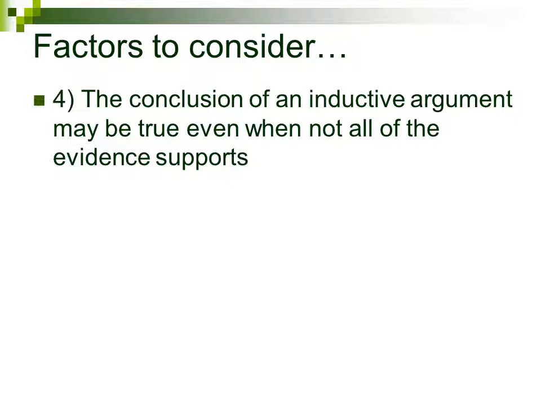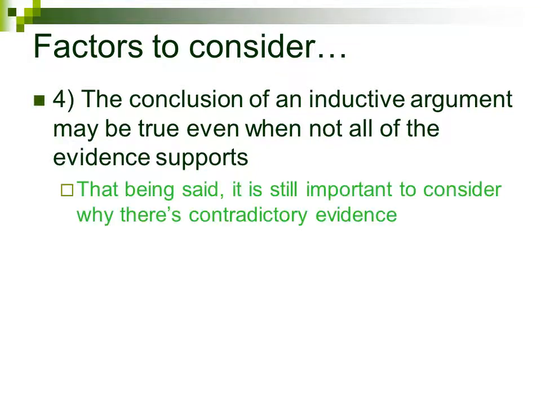The fourth factor to consider is that the conclusion of an inductive argument may be true even when not all of the evidence supports it. Think back to our example of the ability to teach critical thinking skills. Some pieces of evidence support the notion that it can be taught, while others suggested that it couldn't be taught. However, because most of the information supported the claim that it could be taught, that's what our conclusion was. So the point here is that just because there is some evidence against a theory or claim, it doesn't necessarily mean that it is false.